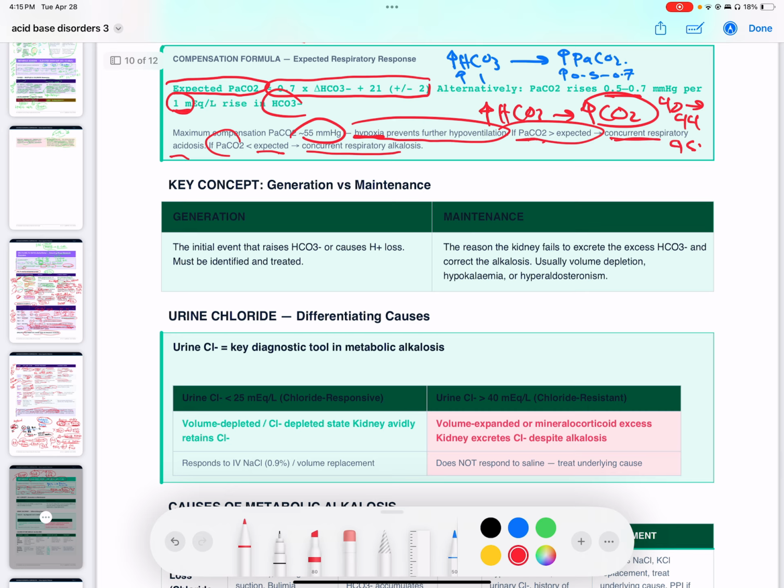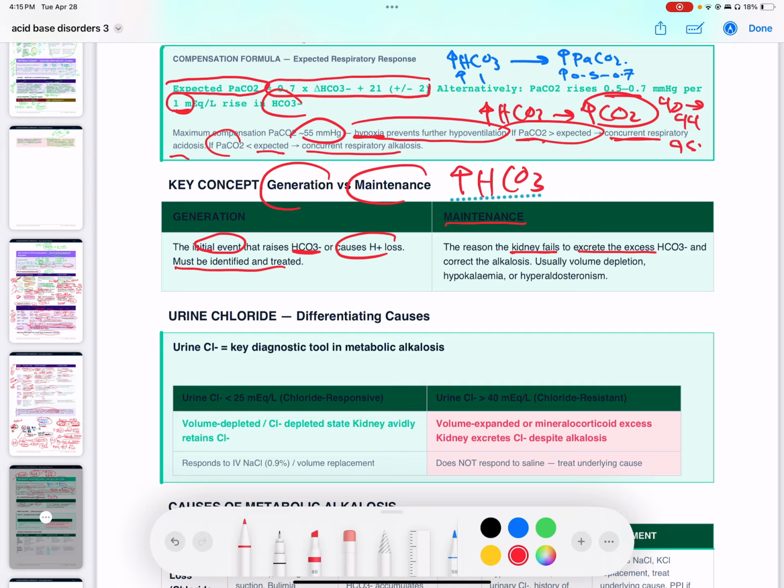And again, metabolic alkalosis is all about increasing the HCO3. There are usually two concepts here, generation versus maintenance. Generation means what is the initial event that raises the HCO3 or caused the hydrogen loss. And this must be identified and treated. Maintenance means what is the reason the kidney fails to excrete the HCO3?